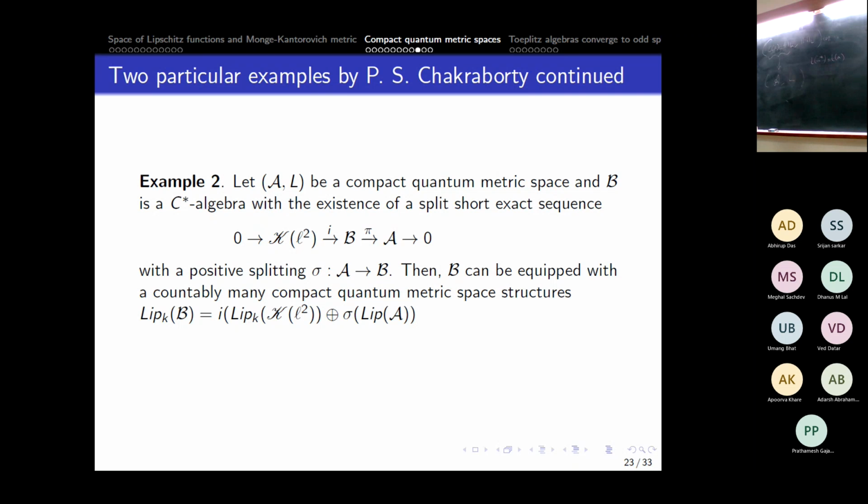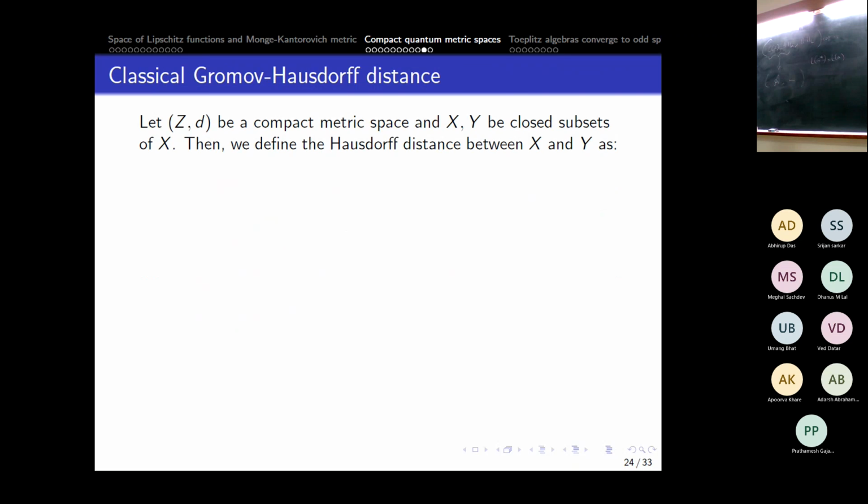The space of Lipschitz functions on B, which I can say vaguely, will be: take the KL2 image and take the inverse image of the Lip of A under the sigma. And what will be the Lip norm? It will be the L of pi of a and Lk of a minus sigma of pi of a. And it was proved by Professor Chakrabarty that this forms a compact quantum metric space. So these two examples by Professor Chakrabarty we are going to use in our work in the next slides.